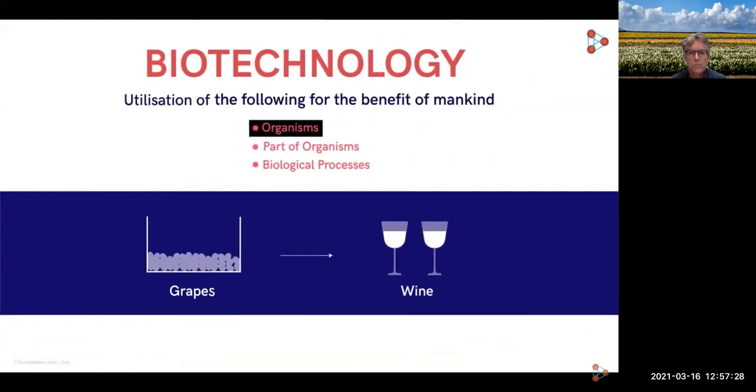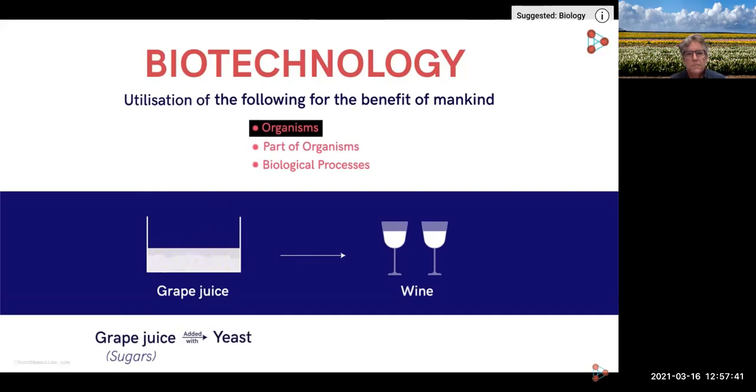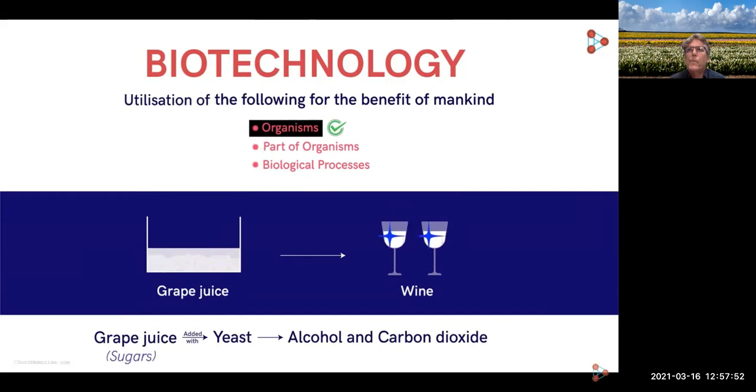How can grapes, which are fruits, get converted to a beverage like wine? Well, this is where the microorganism named yeast comes into play. It feeds on the sugars present in the grape juice and releases alcohol and carbon dioxide as byproducts. Here, a complete organism is used for the processing of grape juice and to convert it into wine. This was the first part of the definition.